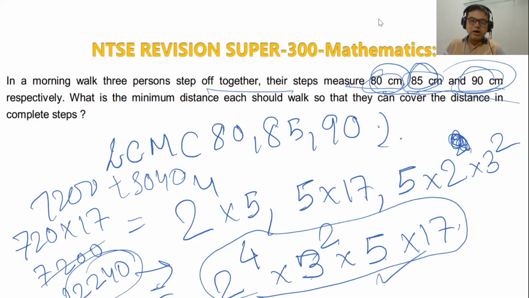ठीक है? So this is how the question is to be solved. The only thing that you should keep in your mind is why LCM, why not HCF? LCM because the question is saying that they should cover the distance in complete steps. वो कितना भी distance हो, his steps should also be complete. That means वो जो भी number होगा वो इन तीनों numbers का LCM होगा.